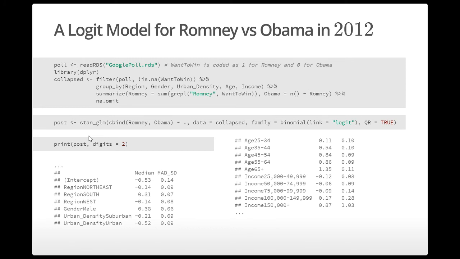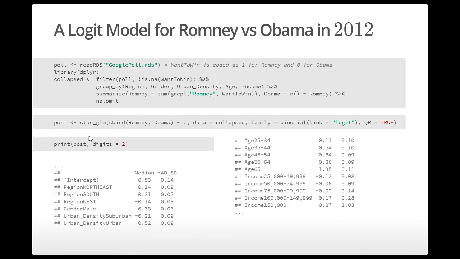So another example that I want to go through is a poll that was taken the night before the 2012 election between Obama and Romney. It was a poll done by Google, and that data set is on Canvas. It's one of the rare scenarios in which you can actually get the individual level data on a poll. The variable want to win is the main outcome variable, and it's coded as 1 if the person wants Romney to win, and 0 if they want Obama to win.